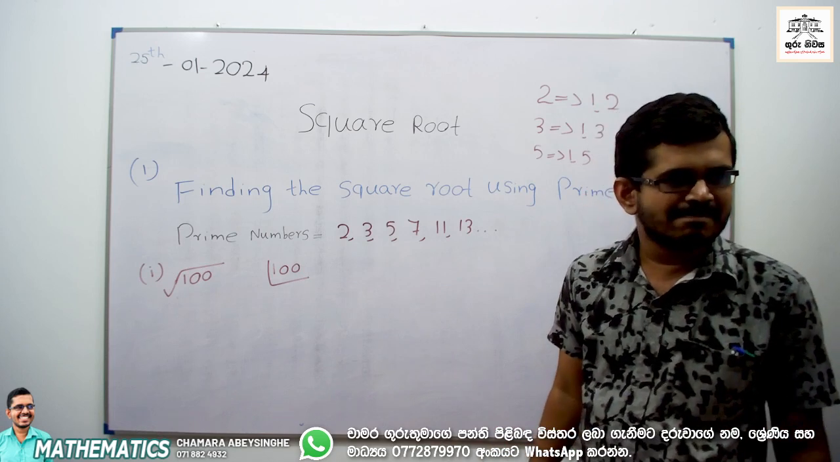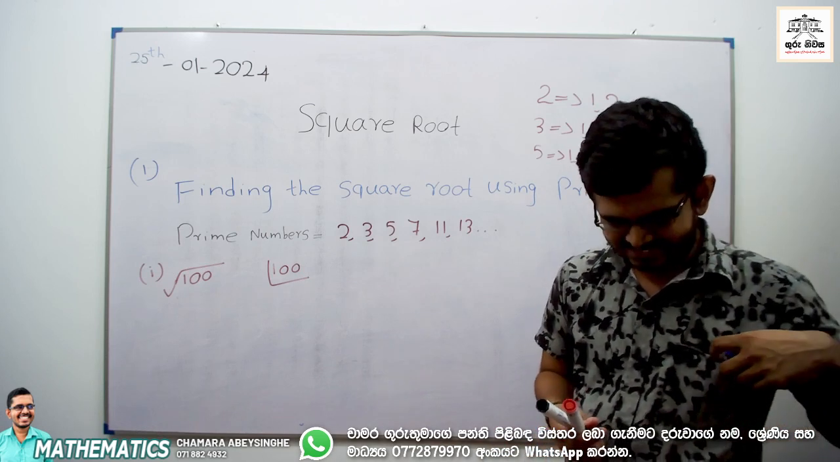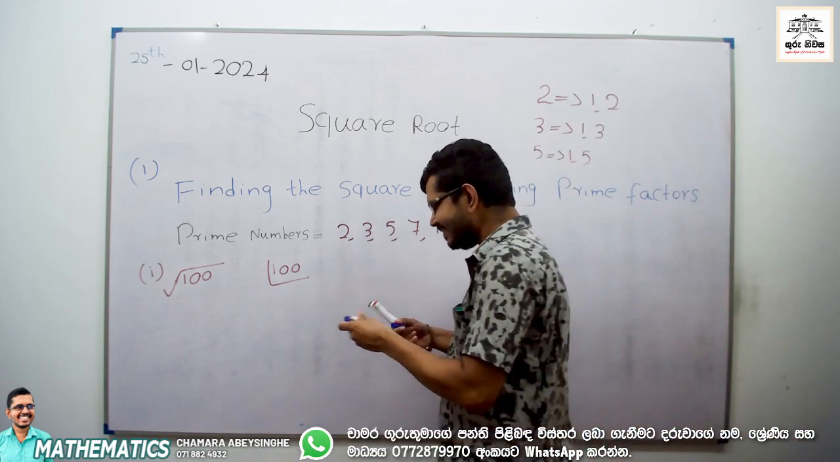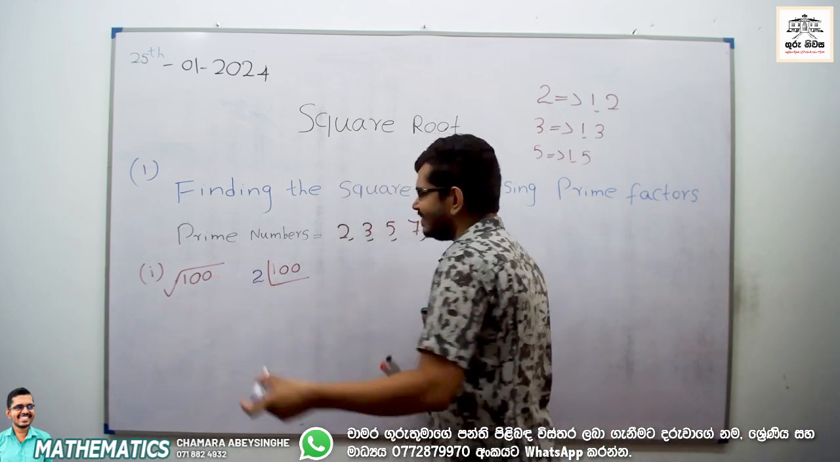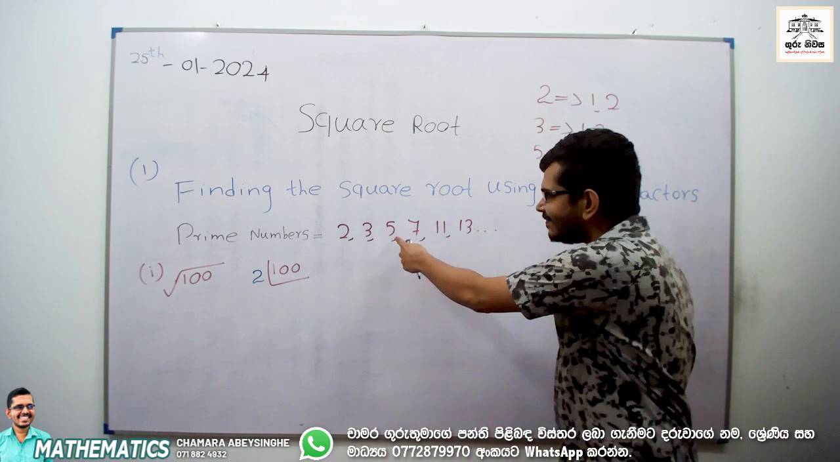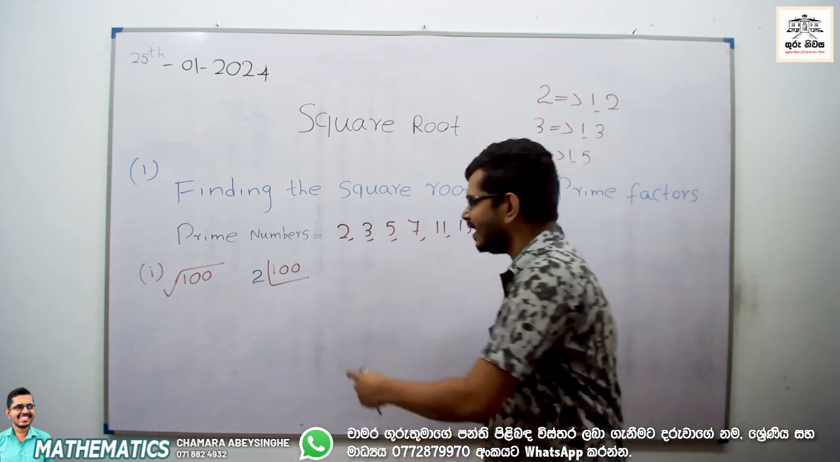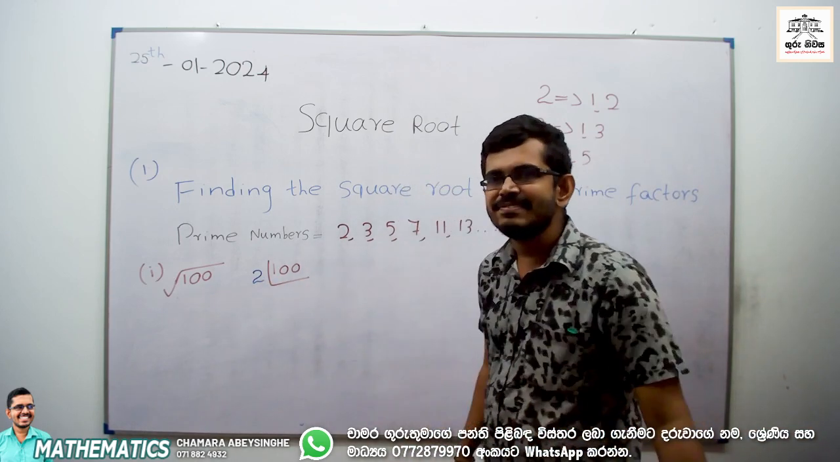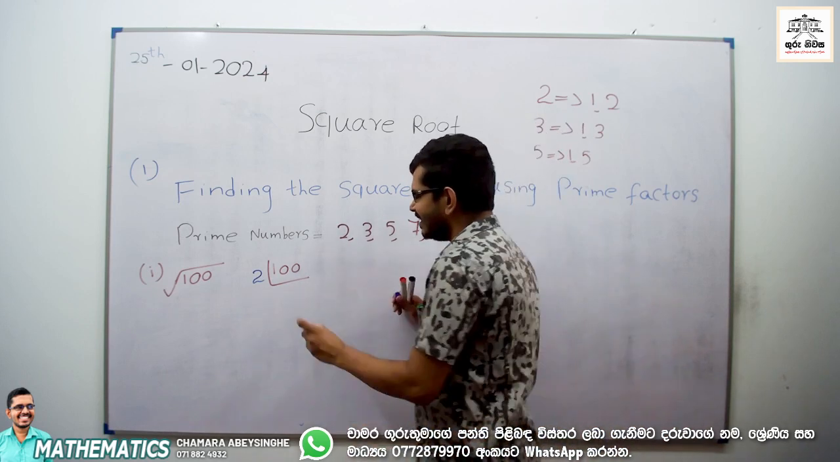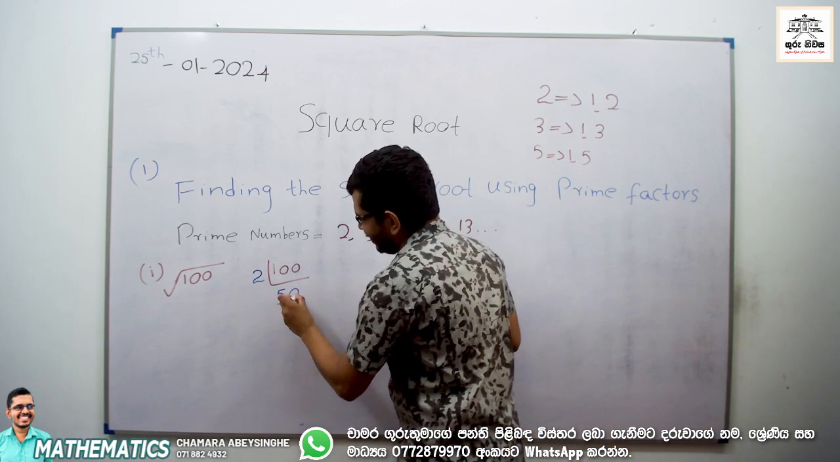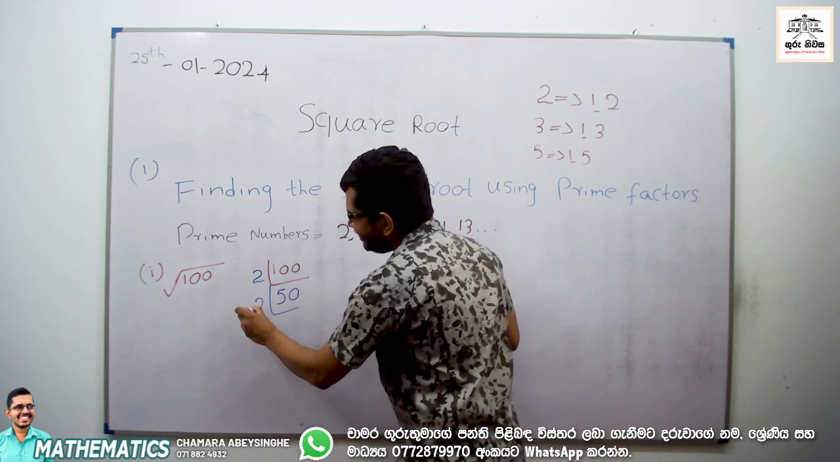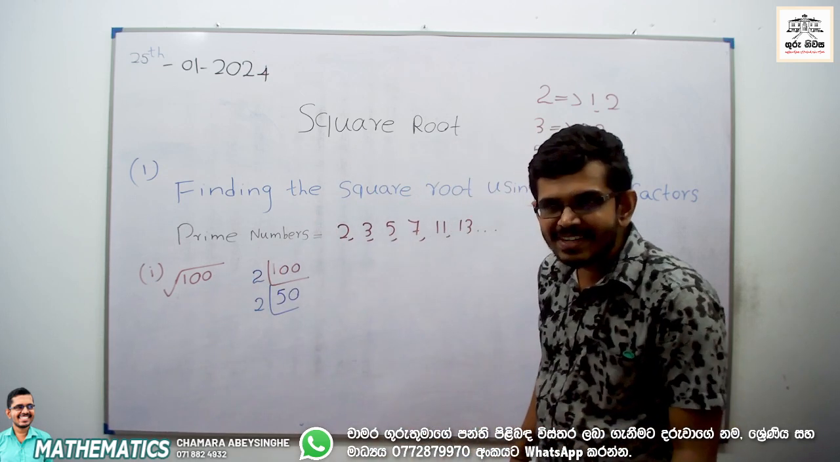Tell me, students, which prime number can divide 100? Any number? 2. Yes, very good. We can divide it by 2. And if you like, you can start from 5, no problem. 100 divided by 2 is 50. 50 also divided by 2 is, students?